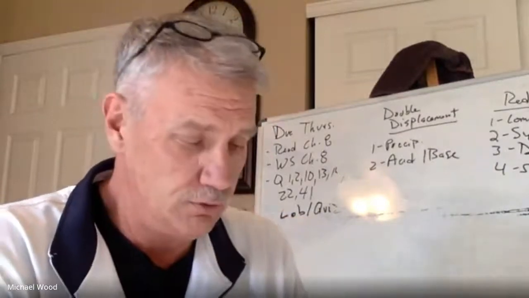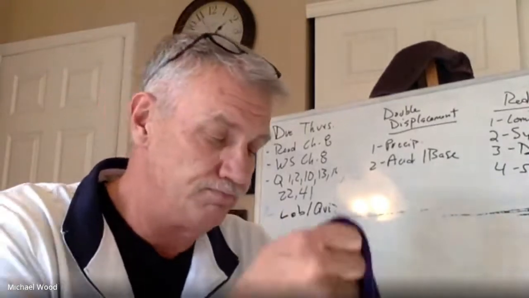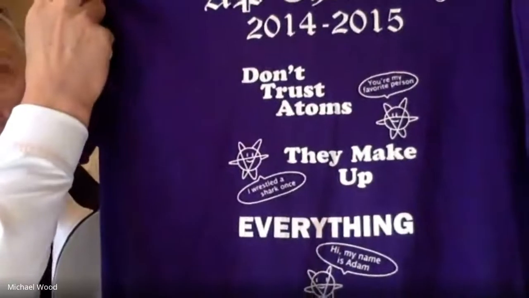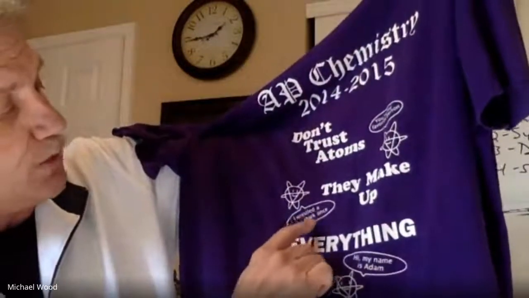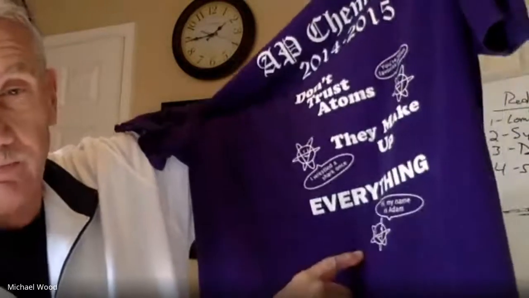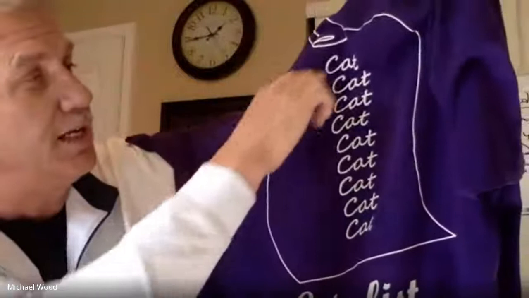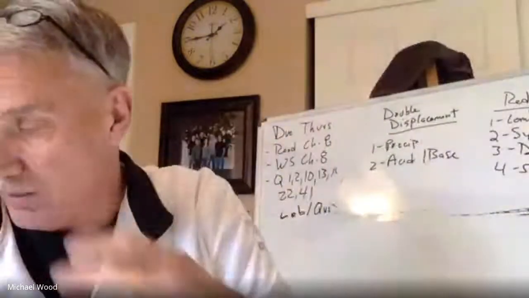But of course, we always got to do jokes. So again, I'm at home because the internet was down at school. So here's my jokes. My AP Chemistry shirt from 2014-15. Don't trust atoms. They make up everything. It says here, you're my favorite person. I once wrestled a shark. They make up everything. Hi, my name is Adam. That's why you guys need to sign up for AP Chem. We do all these fun things. And then we got cat. This is what's called a catalyst, which is a chemistry term.